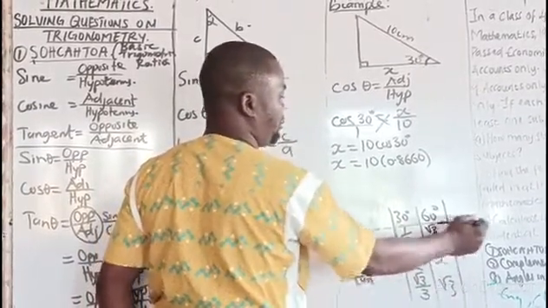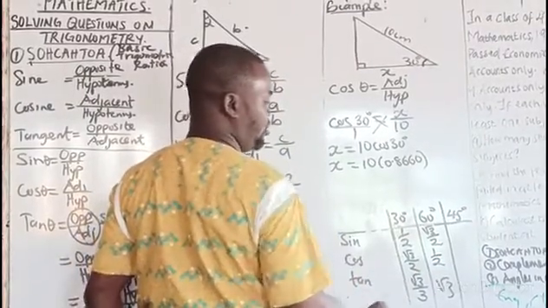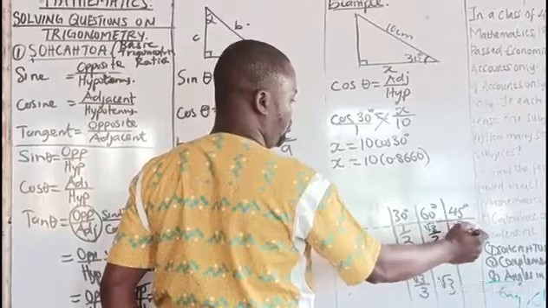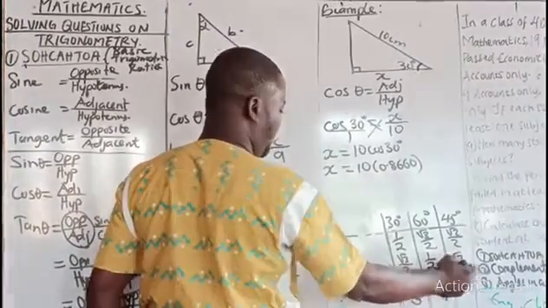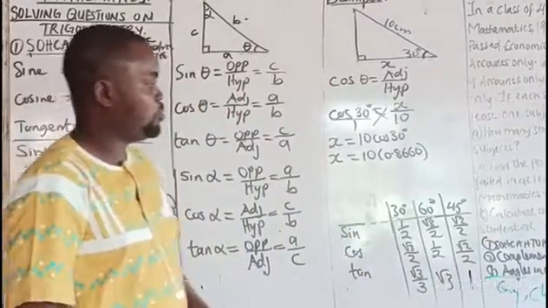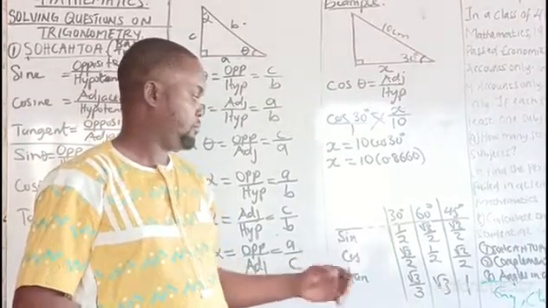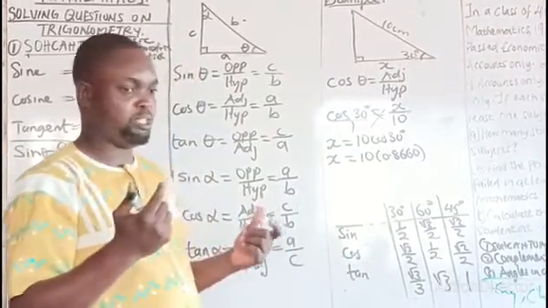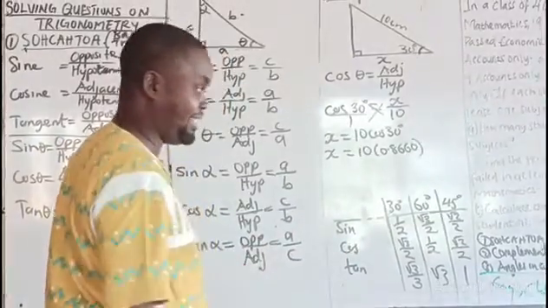Okay, let me mention one other one again. 45 degrees. Sine 45 degrees is root 2 over 2. Cos 45 degrees, root 2 over 2. Tan 45 degrees is 1. All these values, you must know them offhand. We are going to get there when we are applying that.